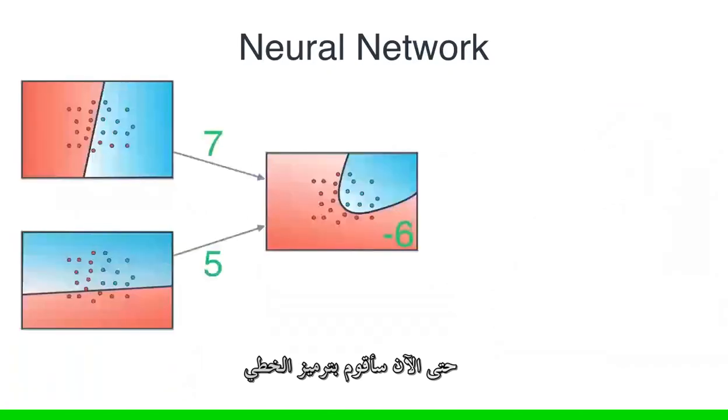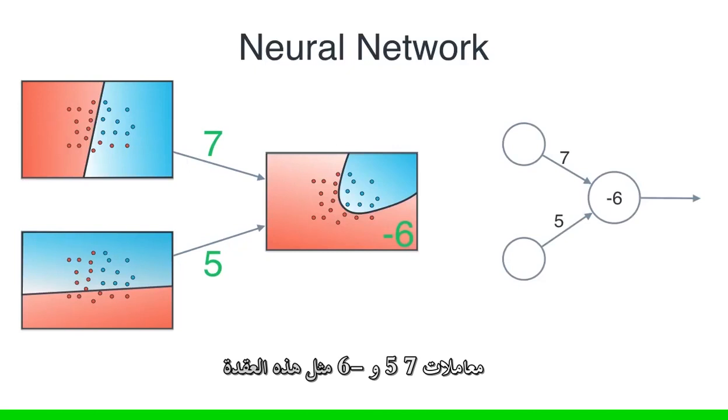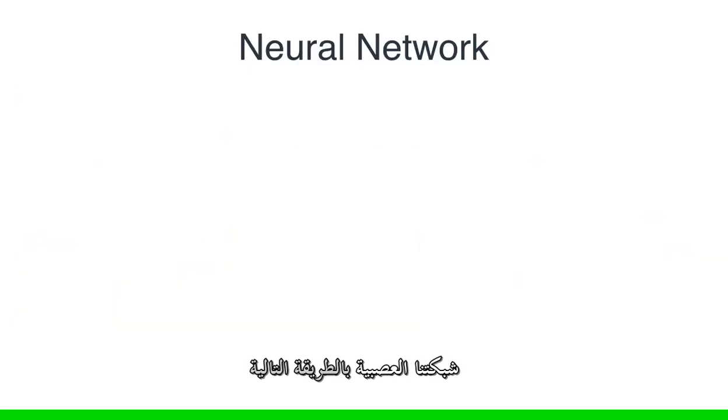So now I'm going to encode the linear combination of the two areas with the coefficients 7, 5, and minus 6 as this node, where in my edges I have 7 and a 5, and in the third node I have minus 6. And now it seems like we can build our neural network in the following way.